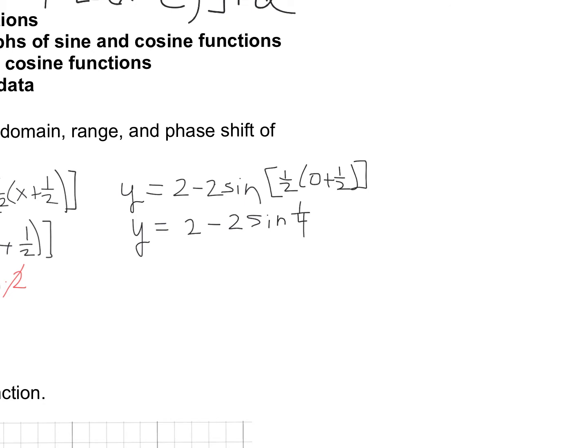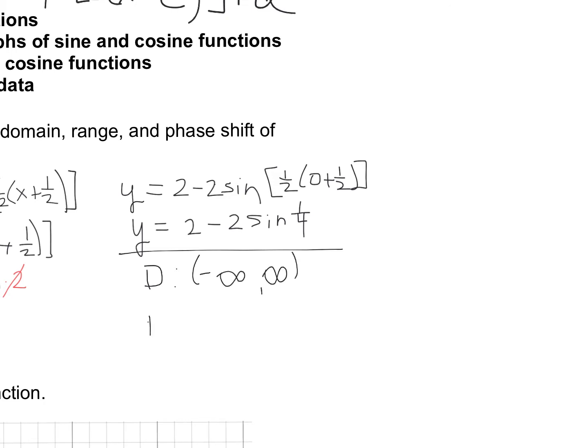And we could just leave it like that. And you could also write it as a coordinate, as you see on my solutions that are posted. So it'd be (0, 2 minus 2 sine 1/4). Domain is next. Domain is just the inputs that give us outputs. It's a sine wave, so it's going to be negative infinity to infinity.